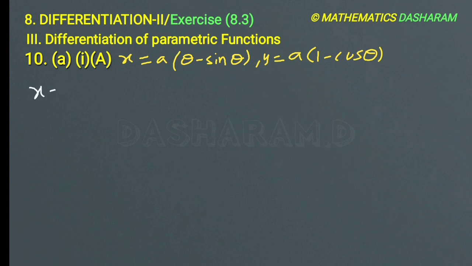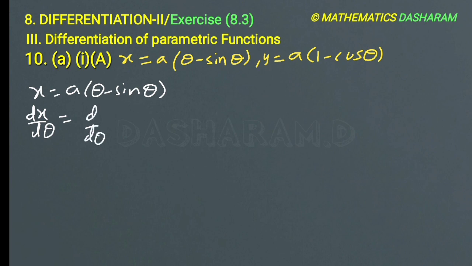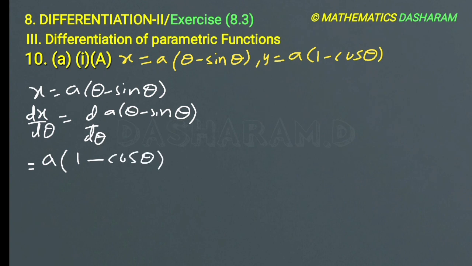First, x equals a bracket of theta minus sin theta. Now do the derivative on both sides with respect to theta. So dx by d theta equals d by d theta of a bracket of theta minus sin theta. Now a is a constant number, so a, and derivative of theta, d theta by d theta, is 1, minus derivative of sin theta is cos theta. So this is dx by d theta.